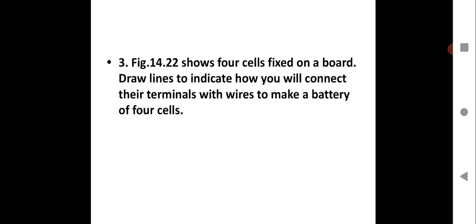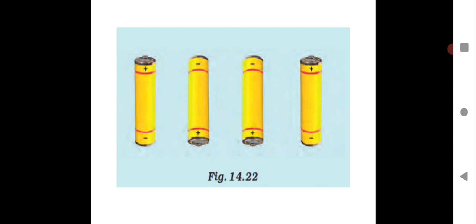I hope it is clear. So then you go for question number 3. Figure 14.22 shows 4 cells fixed on a board. Draw lines to indicate how you will connect their terminals with wires to make a battery of 4 cells. So how are you going to connect? You know the concept well. These are the cells given to you. How are you going to connect them?